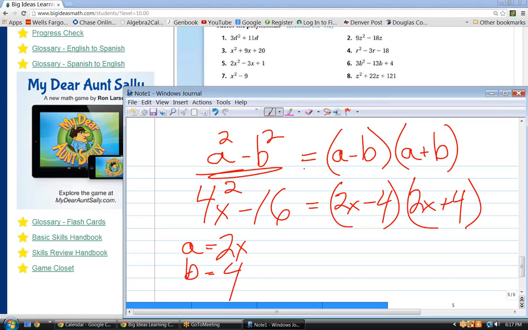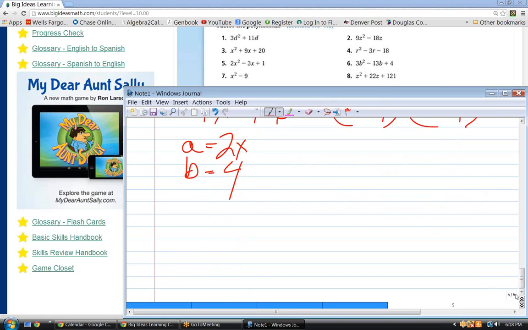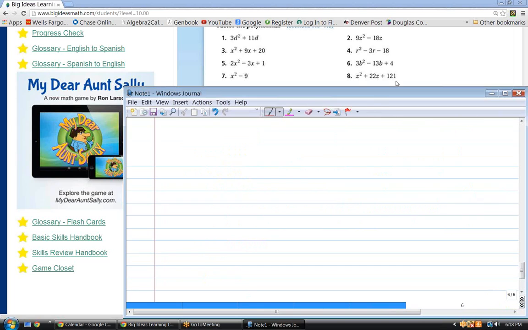That's a very, very common theme. Even when you take the ACT test 3 years from now, you're going to be seeing a lot of difference of squares, difference of perfect squares. Okay? Let's look at this one here.